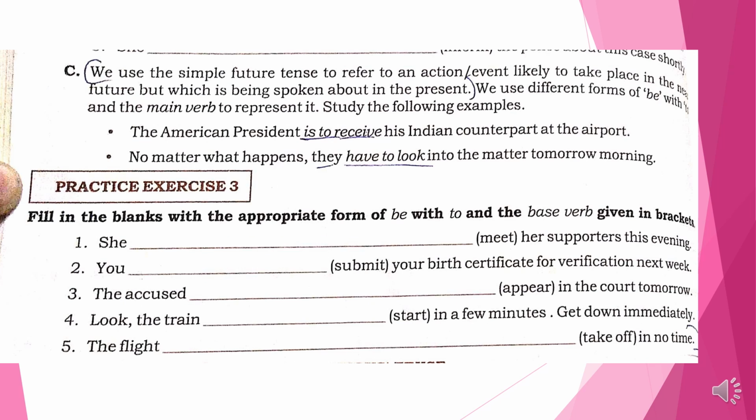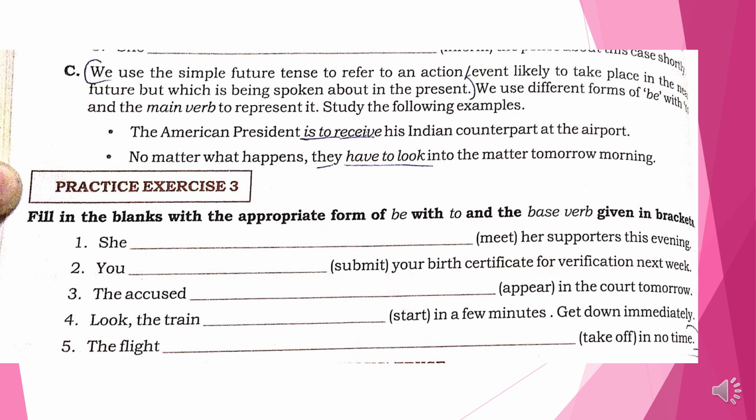Third point is, we use the simple future tense to refer to an action or event likely to take place in the near future, but which is being spoken about in the present. We use different forms of be with the to and the main verb to represent it. Let us see examples. The American president is to receive his Indian counterpart at the airport. No matter what happened, they have to look into the matter tomorrow morning. So here, is to receive and have to look. They represent the future action.